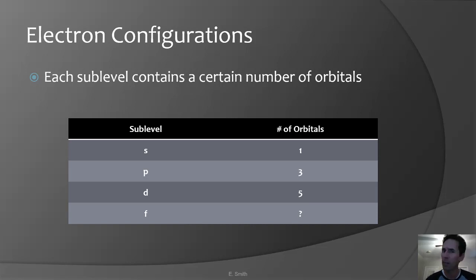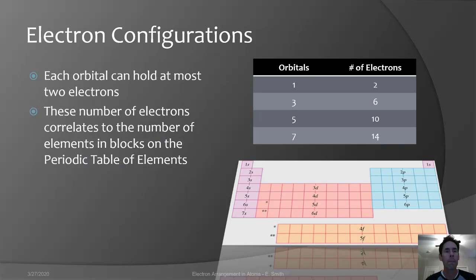You notice that I just keep going up to F. And you're like, well, where's G? Where's H? Where's the other ones? We'll go into that. Now, each orbital can hold at most 2 electrons. The number of electrons correlates with the number of elements in the block in the periodic table.